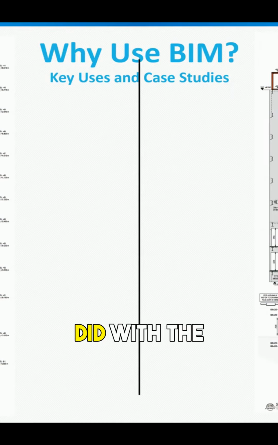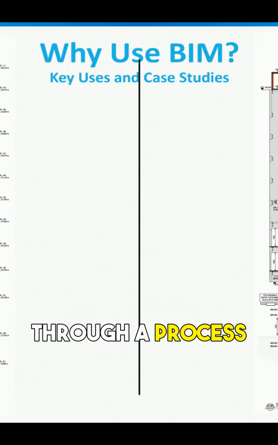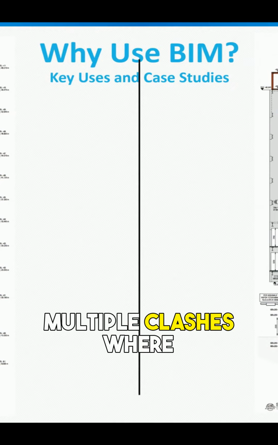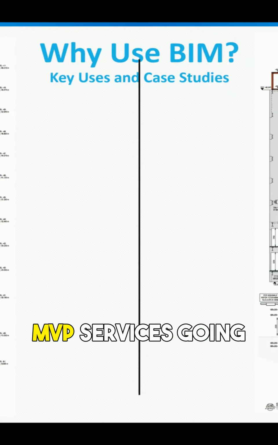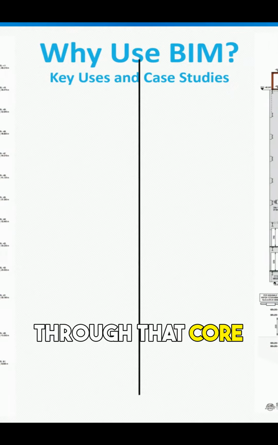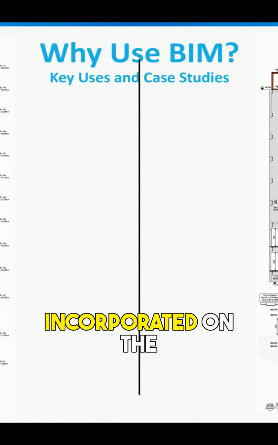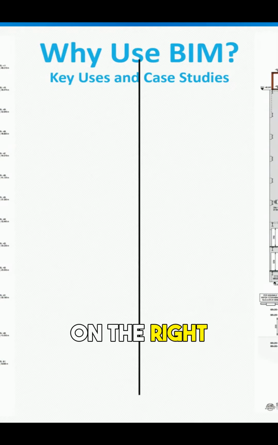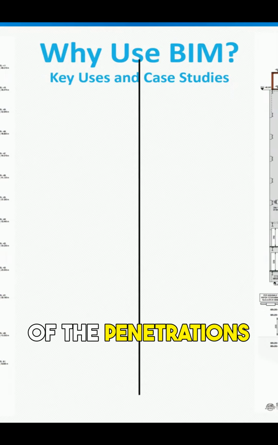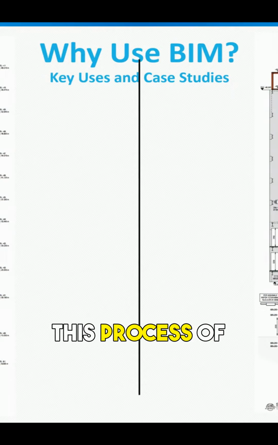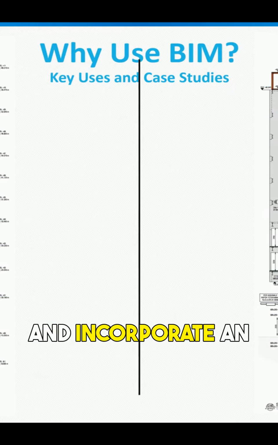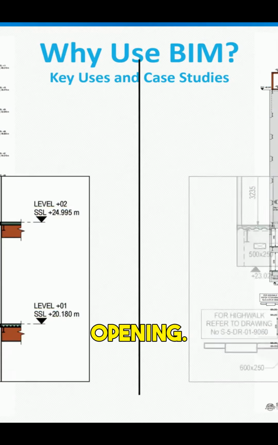So what we did with the contractors, we went through a process of 3D clash detection, and we identified multiple clashes where there was main MEP services going through that core wall that wasn't incorporated on the drawings with a corresponding penetration. So on the right side, you can see some more of the penetrations have been added. We went through this process of clash detecting, finding the issues, and then to resolve the issues, we got the structural engineer to design and incorporate an opening.